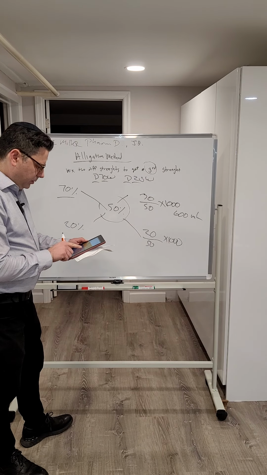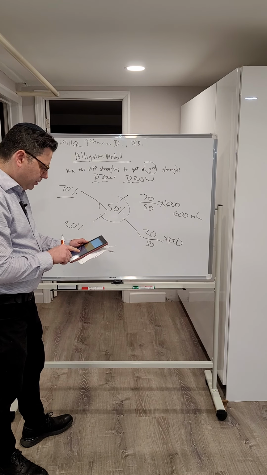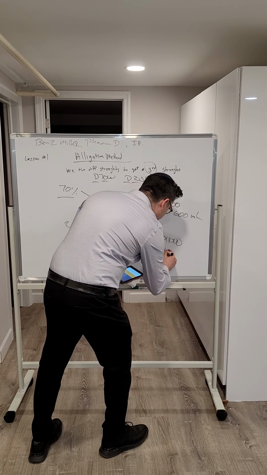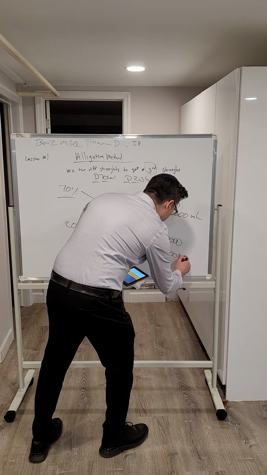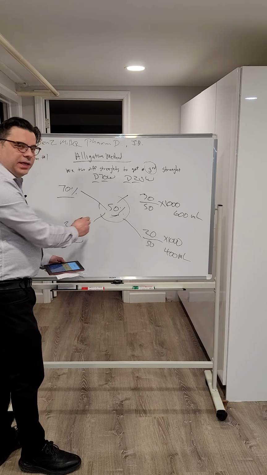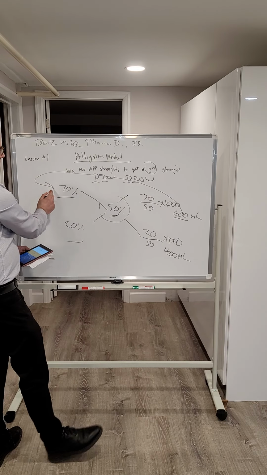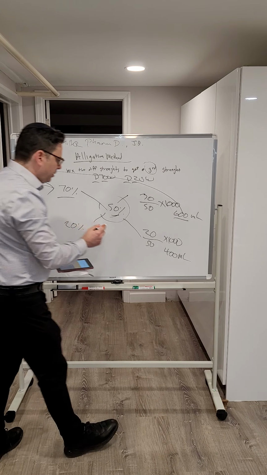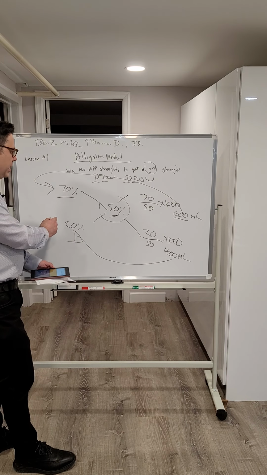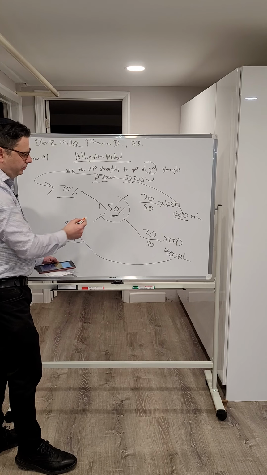And then we're going to do 20 divided by 50 times 1,000. That's 400 milliliters. Okay, so what we need is, to get this 50% concentration, we need 600 ml of 70%. We need 400 ml of 20%, and that's going to give us 1,000 ml, 1 liter of 50%.